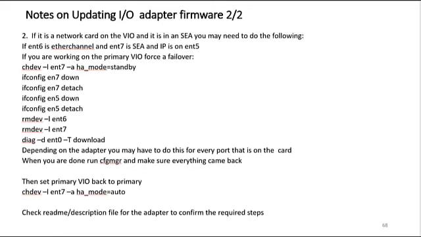And if you are doing it on your SEA, if you have to update your SEA and you have an EtherChannel, then what you're going to have to do is ifconfig them down and detach them, rmdev them, run the diag command, get all the Ethernet ports updated, and then run cfgmgr. You may need to ifconfig them back up, although I didn't need to, and everything should be working. And as I said, when you're working on the primary, you want to switch it to a standby mode, and then afterwards switch it back to auto.